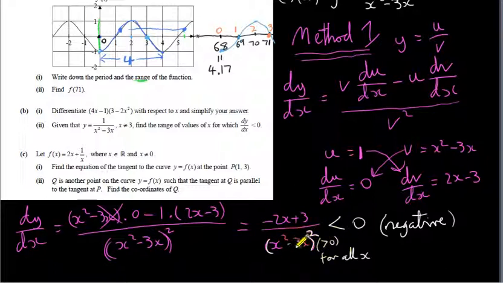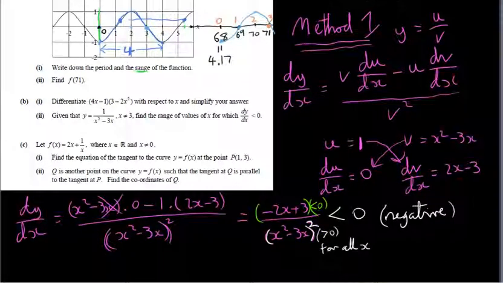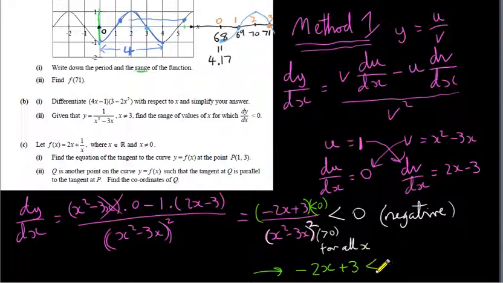So if the denominator is positive for all x, and we want this fraction to be less than 0 or negative, we must have that the numerator is negative. We must have the numerator negative. So what follows is that minus 2x plus 3 must be less than 0. It can't equal 0 either, by the way, because if it was equal to 0, then the entire fraction would be 0. We don't want that. We want it to be strictly less than 0, not less than or equal to 0.